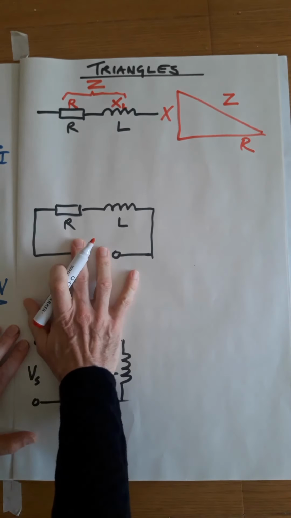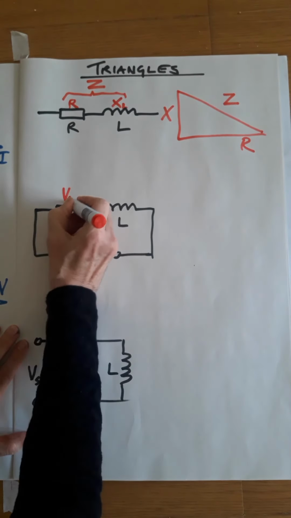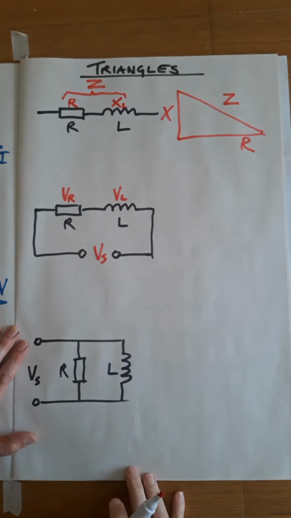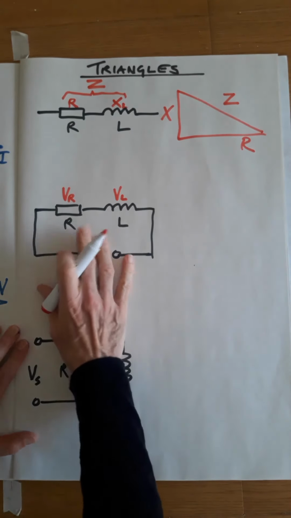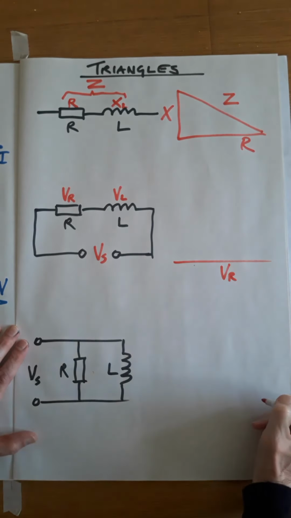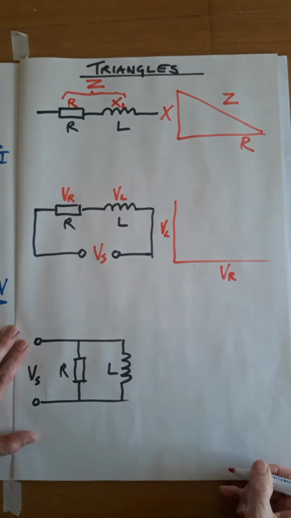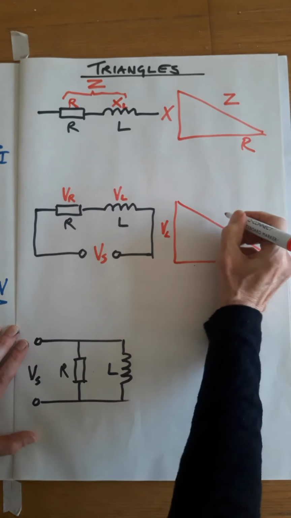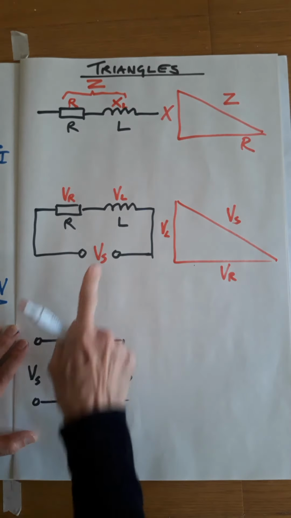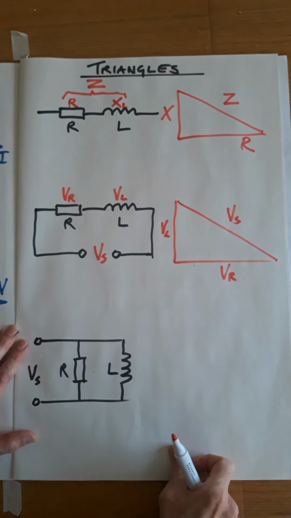If we come to this circuit and we deal with the voltages, so we have supply voltage, voltage across the resistor, voltage across the inductor, that will go to a triangle. Horizontal bit is the voltage across the resistor. Vertical bit is the voltage across the inductor. And the result is what is applied to the circuit, the supply voltage. So this is that plus that with a phase shift, which is what that diagram shows.